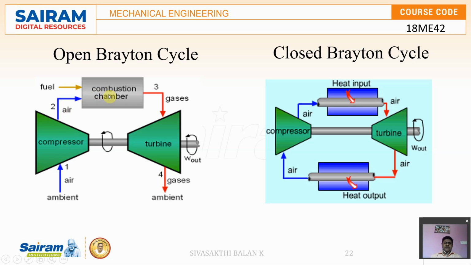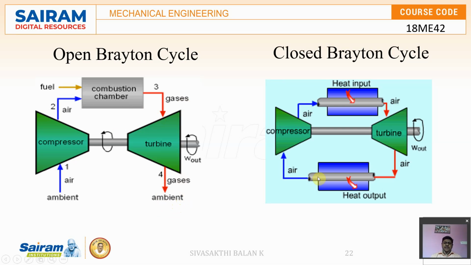Air enters the combustion chamber where fuel is added. The yellow arrow is in the combustion chamber, where combustion takes place. Because of that, temperature drastically increases, and we get high temperature, high pressure gas, not air, gas. You can clearly see it marked in red color. The gas enters the turbine, and after expansion takes place, the exhaust gas is sent back to the ambient condition, or surroundings, or atmosphere.